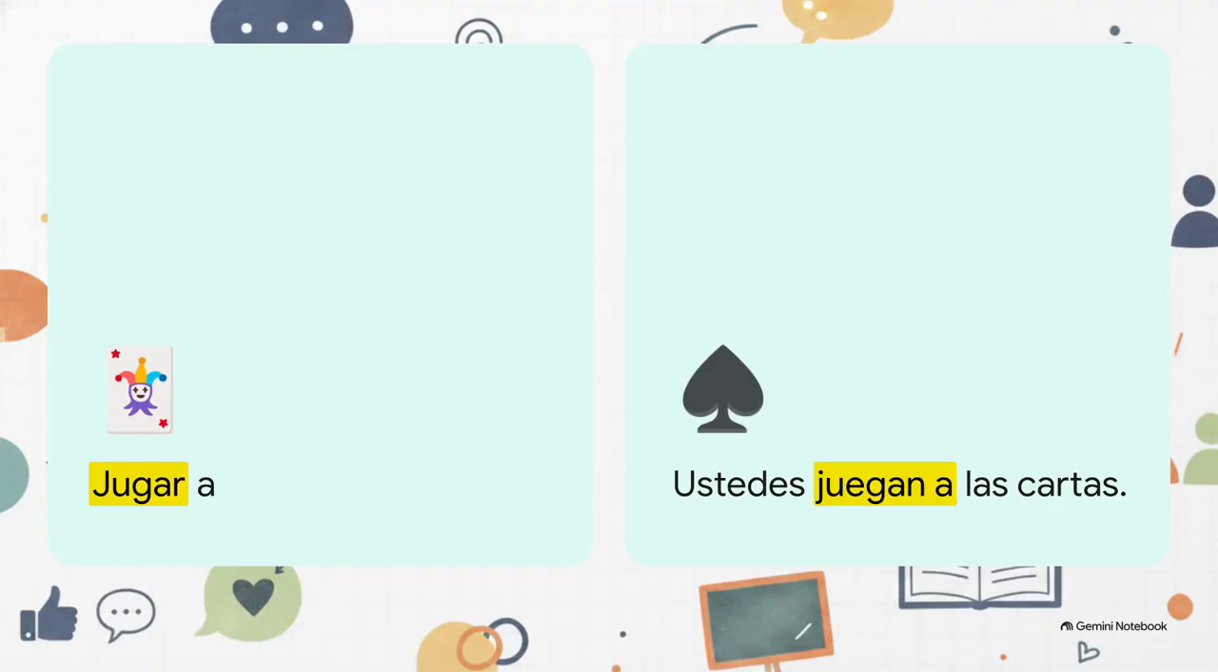Our final real-world example is jugar a. Ustedes juegan a las cartas muy bien. You all play cards very well.